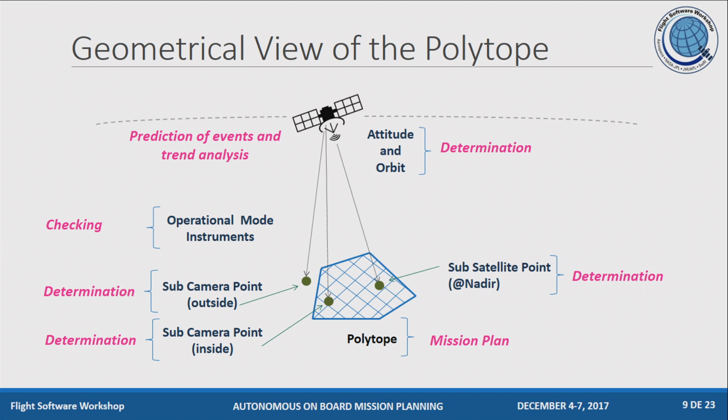Next slide, please. Okay. Geometrical view. Here you can see a polytope and 3 subpoints. You have one satellite point, then you have 2, as an example, sub-camera points. 2 subpoints are inside the polytope and will execute an event that is related to that position, and you have a subpoint outside the polytope, and that point will generate another event related to that position.